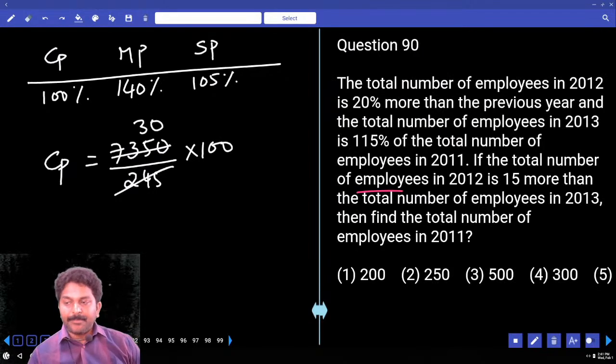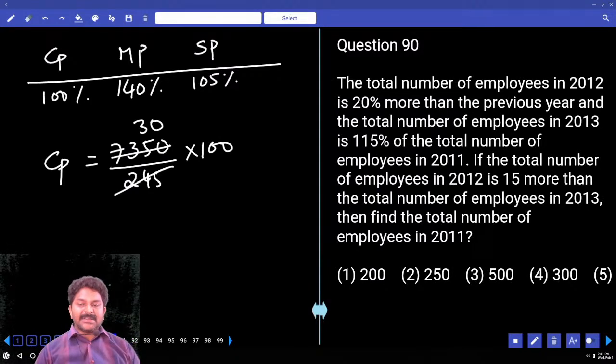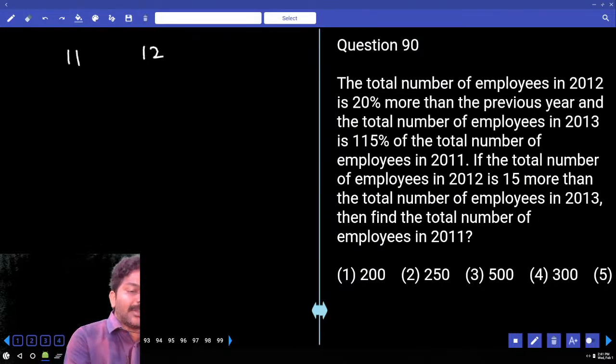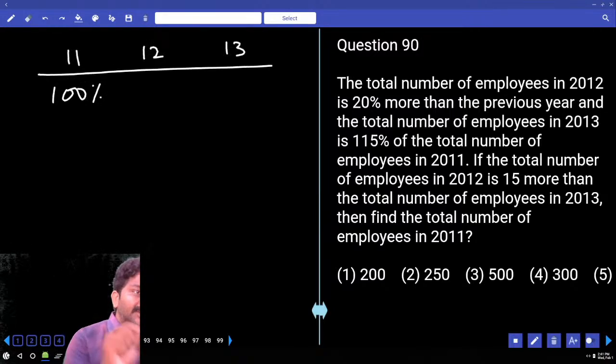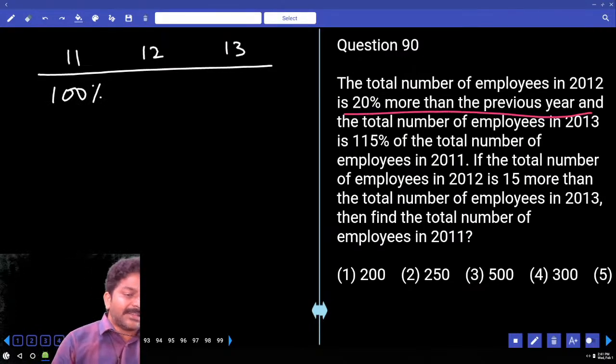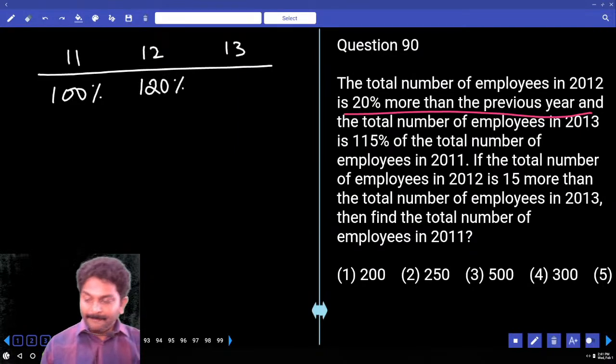The total number of employees in 2012 is 20% more than the previous year. And the total number of employees in 2013 is 115% of the total number of employees in 2011. So we have 2011, 2012, 2013. Let's start with 2011 as 100%. In 2012 it is 20% more than the previous year. 20% more in the sense 120%.